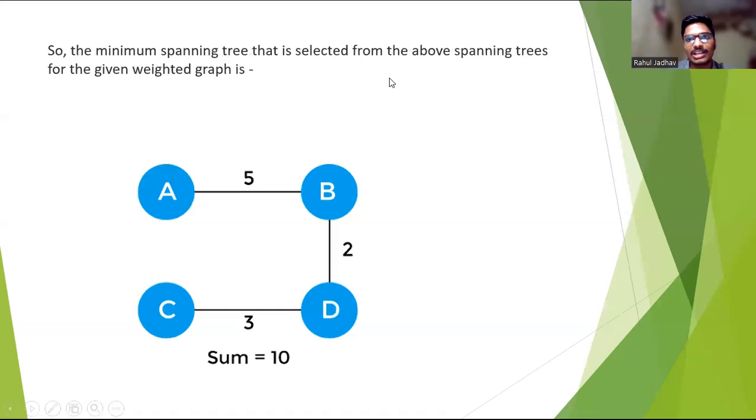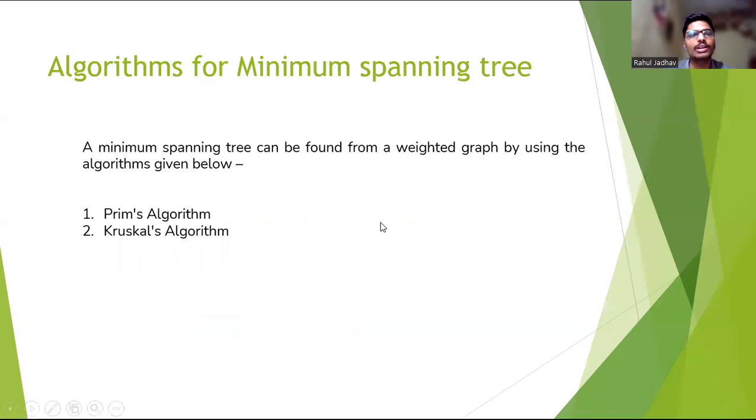So the minimum spanning tree that is selected from the above spanning trees of the weighted graph is A to B with cost 5, B to D is 2, and D to C is 3. The total sum is 10. The weight of the spanning tree is the sum of the weights of the edges of the spanning tree. In the real world, the weight can be considered as the distance, the traffic load, or any random value between two vertices. Next, algorithms for minimum spanning tree.